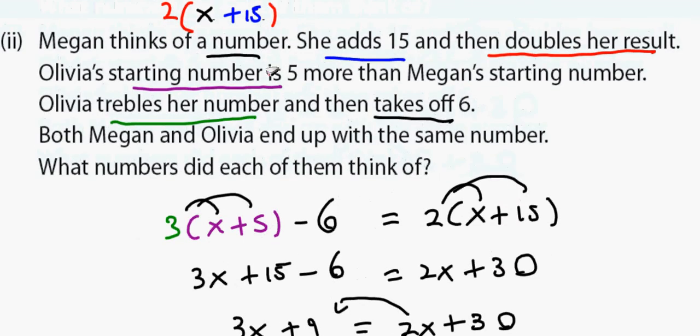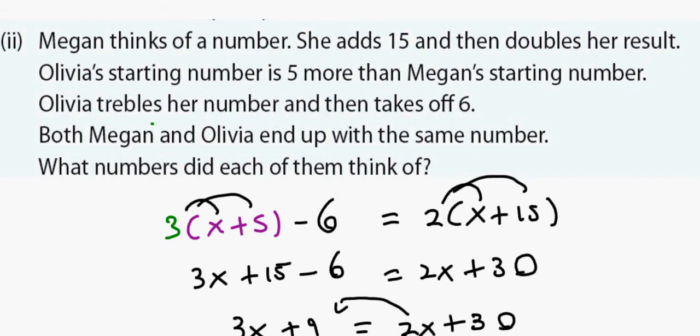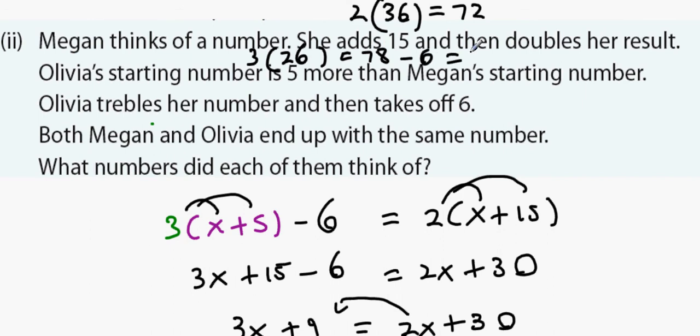Let's see if 21 actually works. Okay, so let's just forget everything we did here at the start. Let's see if the number 21 works, okay? She thinks of the number 21. She adds 15 onto it. When she adds 15 onto it, it's going to turn into 36. She doubles this result, which gives me 72. Olivia starts off a number 5 more than Megan, so Olivia starts off at 26. Okay, she trebles her number, so she multiplies it by 3 to get 78. Then she takes off 6, minus 6 equals 72. We've just, after checking our results, 21 works.